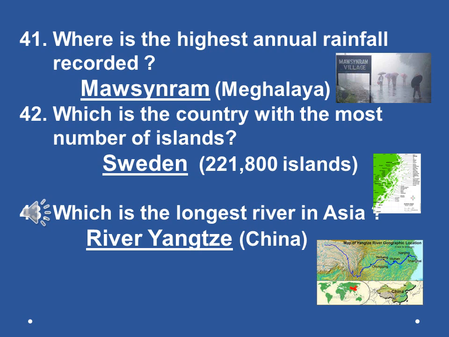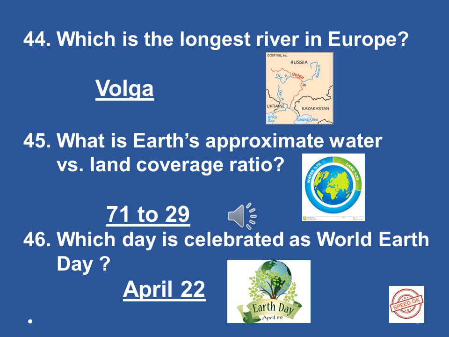Which is the country with the most number of islands? Sweden, 221,800 islands. Which is the longest river in Asia? River Yangtze, China. Which is the longest river in Europe? Volga.